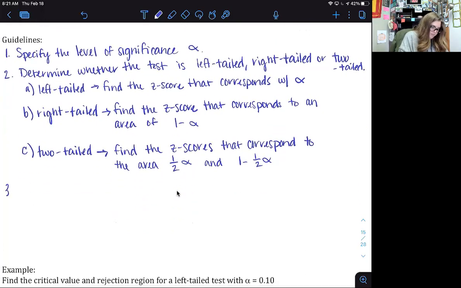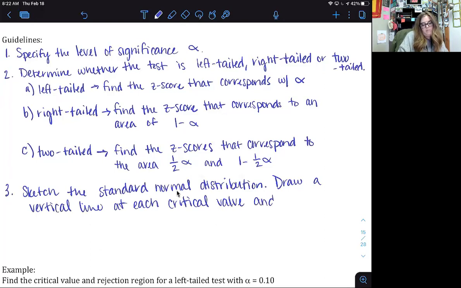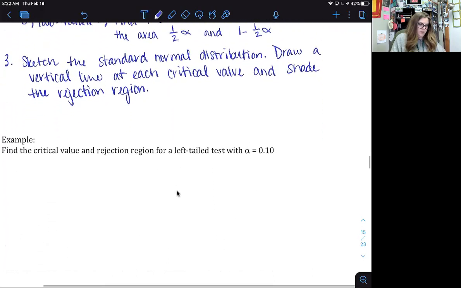Then our third step is we're going to sketch the standard normal distribution, and then draw a vertical line at each critical value and shade the rejection region.